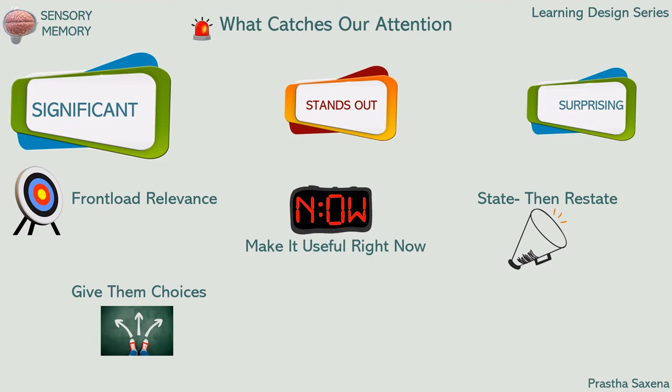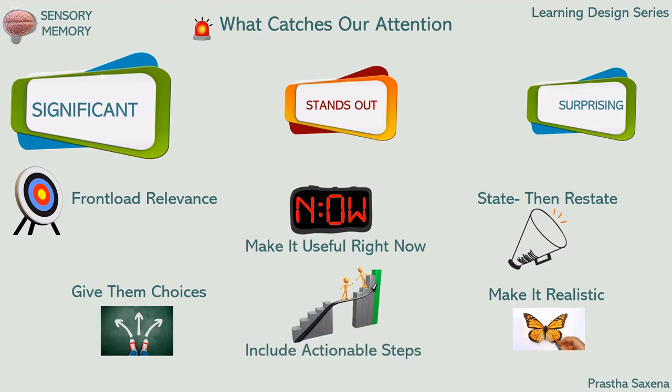Make it realistic. Try to make the learning more practical and less theoretical. There's so much information available on the internet all the time that theory can be learned from a variety of different resources. It's the application that they're looking for in your course. Include actionable steps. You should ideally provide an action plan at the end of the learning so that learners can implement that learning.